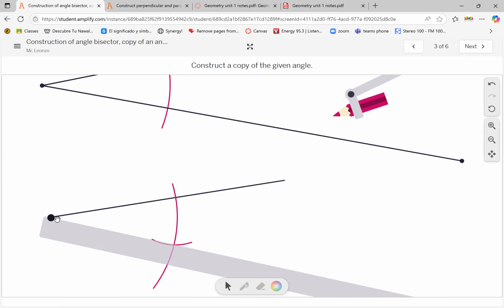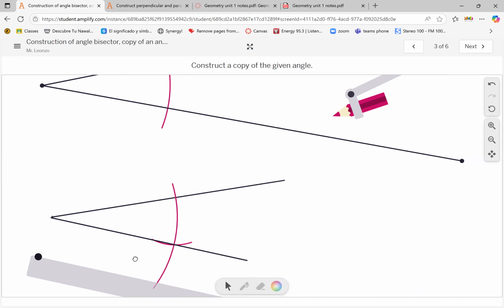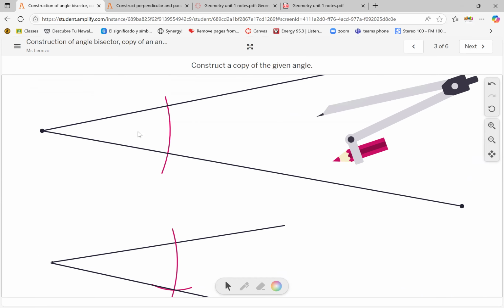So see how my ruler is connecting the vertex of the angle with that intersection. I'm going to grab my pen. And there I go. Let me remove my ruler so you guys can see. And there, the aperture of this angle is as big as this other angle.